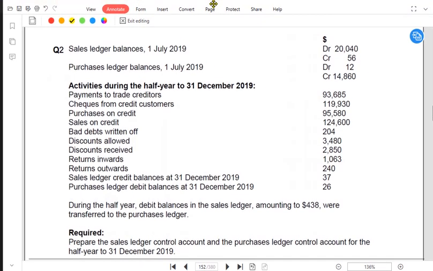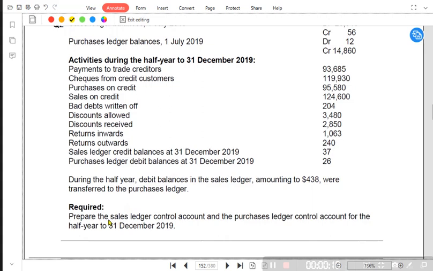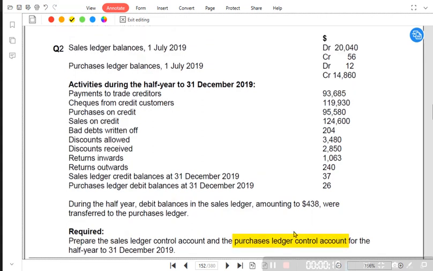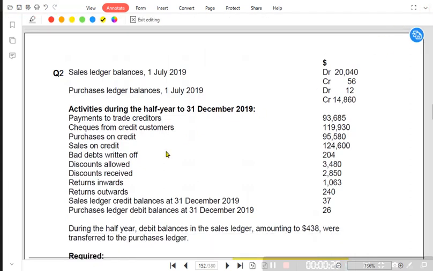All right, dear students, we have another question for purchase ledger control account, question number 2. As you can see, the requirement first is to prepare the sales ledger control account. We have already done that, and now we have to prepare this purchase ledger control account, that is PLCA. A purchase ledger control account is also known as trade payables ledger control account. So we need to make this trade payables ledger or purchase ledger control account.